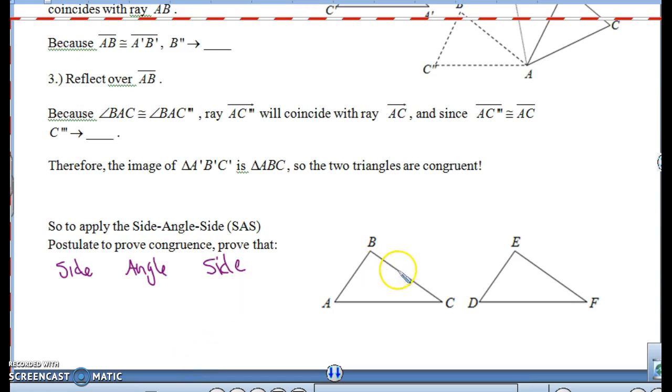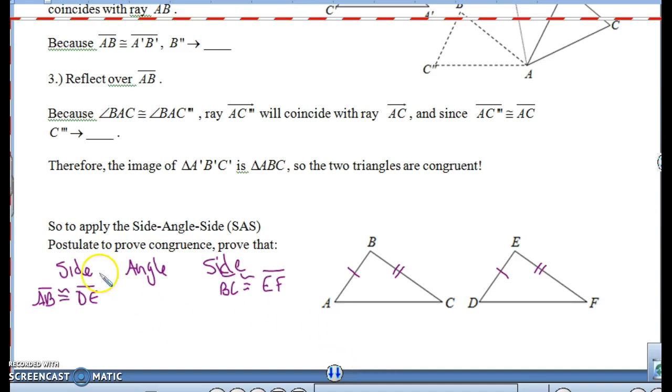So if I want to prove triangle ABC is congruent to triangle DEF, suppose I had side AB. What side would that have to be congruent to in the other triangle? Well, it would have to be congruent to side DE. So if I could get AB congruent to DE. Now, let me pick another pair of sides. Let me pick, say, BC. If I can prove that BC is congruent to what side in the other triangle, I'm all set. Well, BC would have to be congruent to EF.